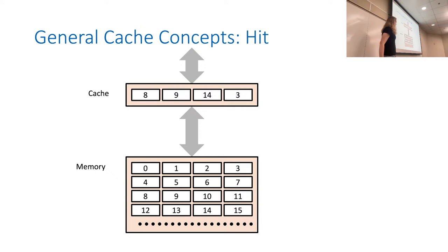So the idea of a cache hit is the CPU wants a specific piece of data.